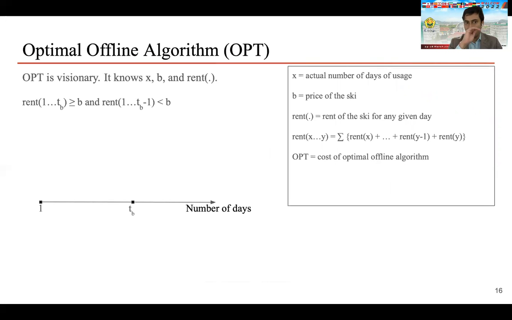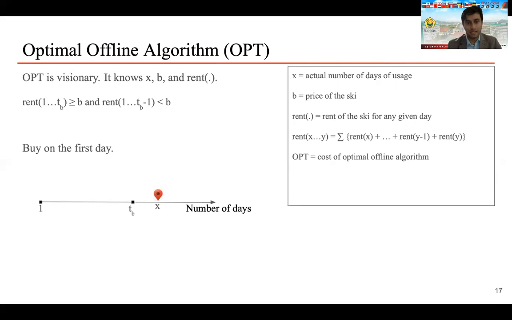Now, let us understand how the optimal offline algorithm performs for this problem. The OPT, or offline algorithm, is a visionary. So it knows X, B, and the rent function. We also define another quantity here, which we refer to as TB. If you sum the rent of 1 through TB, it's going to be more than the value B, where B is the price of the ski. And the rent of 1 through TB minus 1 is less than the price of the ski.